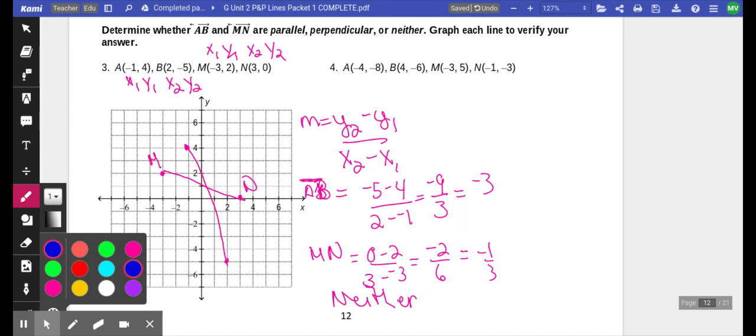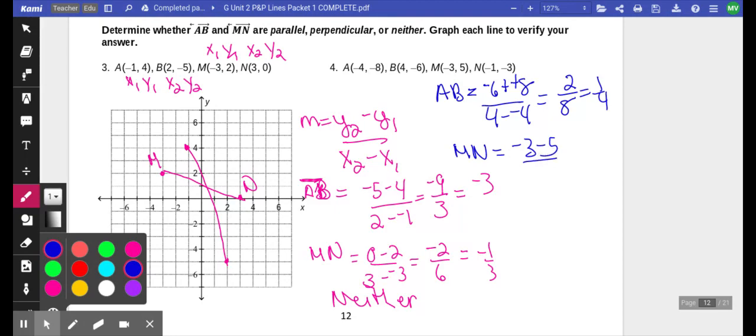So now I'm going to try this pair. So first I'm going to do AB, which is going to be negative 6 minus negative 8 over 4 minus negative 4. So that gives me 2 over 8, which is 1/4. And then MN, negative 3 minus 5 over negative 1 minus negative 3. So that's negative 8 over 2, which is negative 4 over 1. Those are perpendicular. And if I graph them, I'm going to graph them in blue so we can tell the difference.